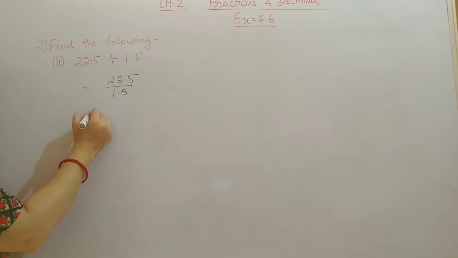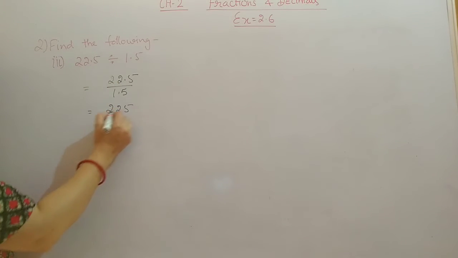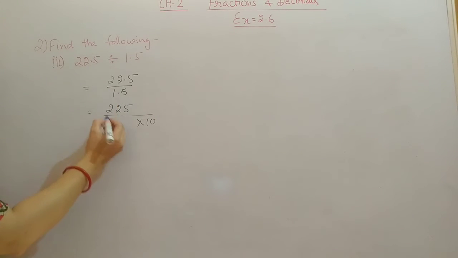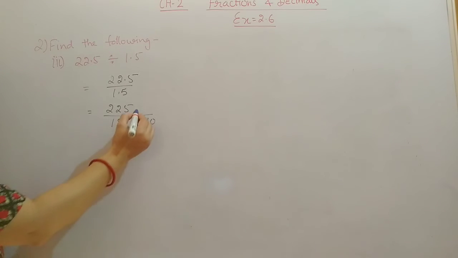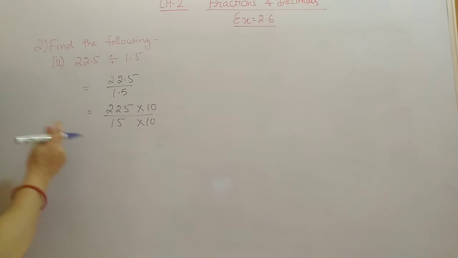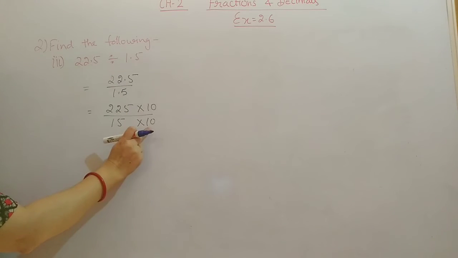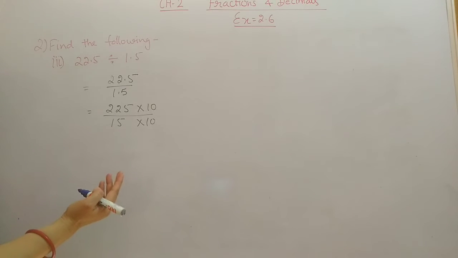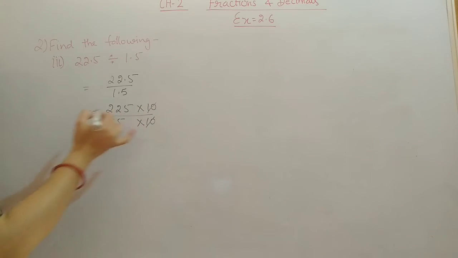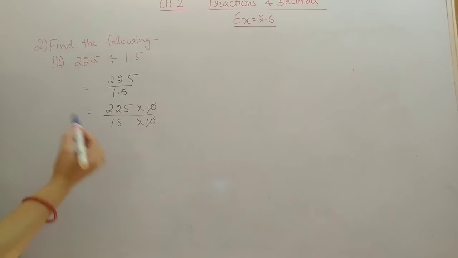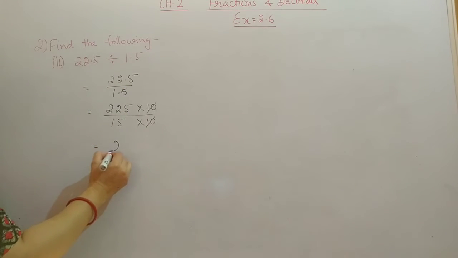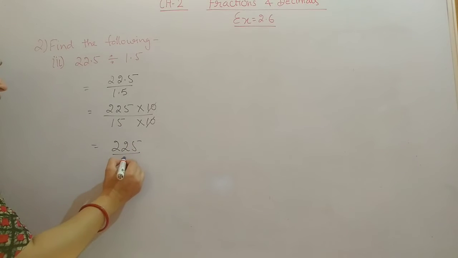If you remove the decimal from the numerator, then in the denominator you have to include 10. And if you remove the decimal from the denominator, in the numerator you have to include 10. So 1 decimal means 10, 2 decimals when you are removing means 100, 3 decimals 1000, 4 decimals 10,000, like that you have to do. So you can see this 10 to 10 will cancel out. It means if you have the same number of decimals, you can leave them. So this we can write as 225 by 15.